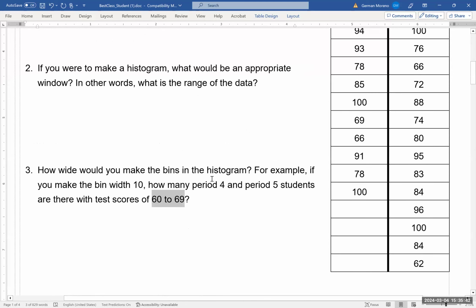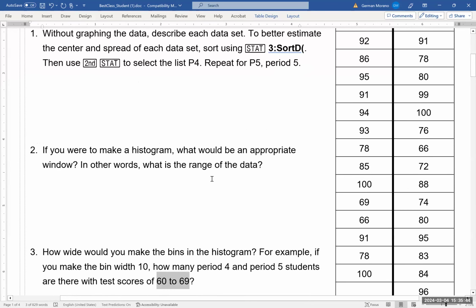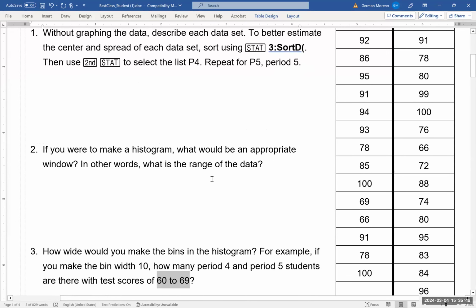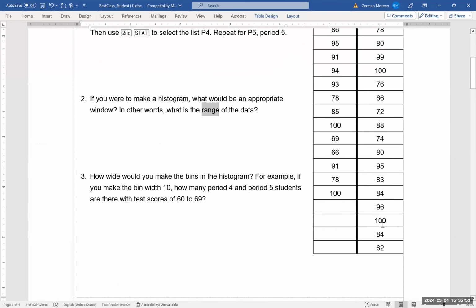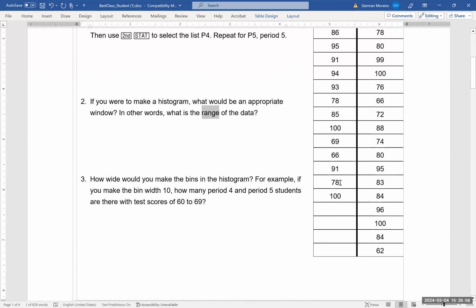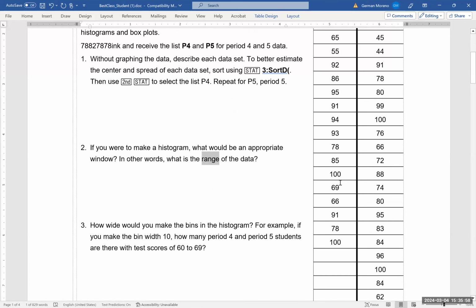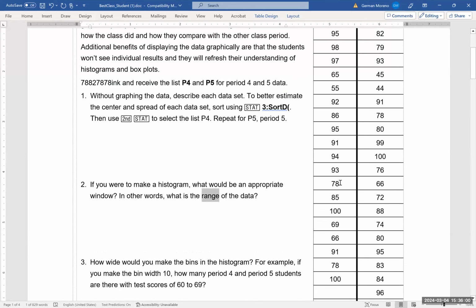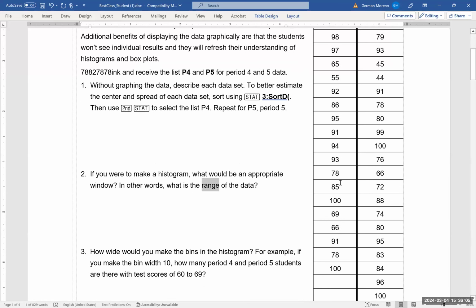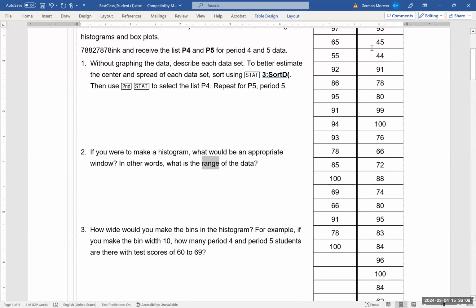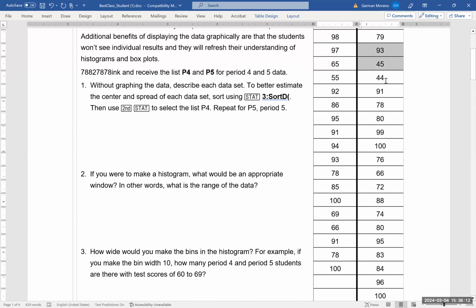I did want to go back to number two. As I was going through number three, I realized one of the things when we're talking about the range of the data, it is important to know how high the values go. And in this case, the highest value is 100, and the lowest one in both cases, or when you consider both cases, is something in the 40s range. And I believe it might be that 44 up here.